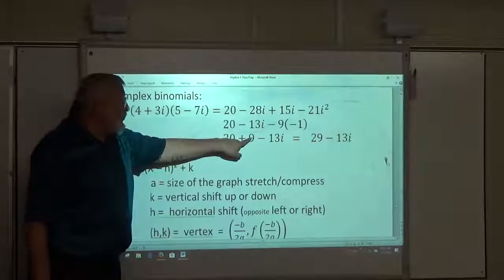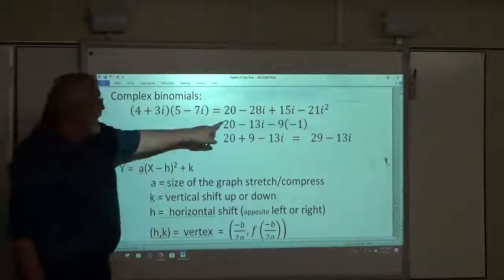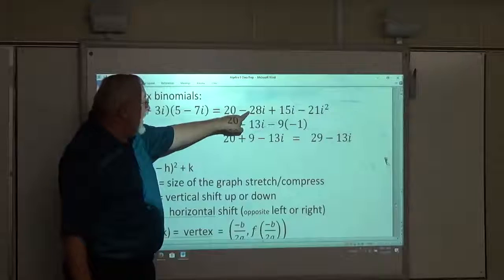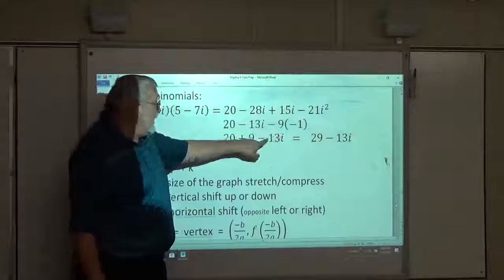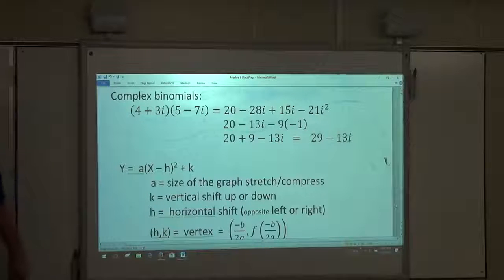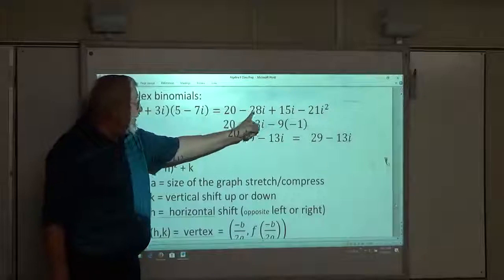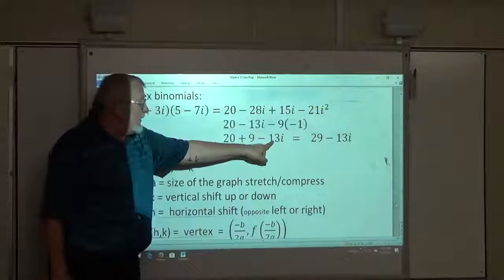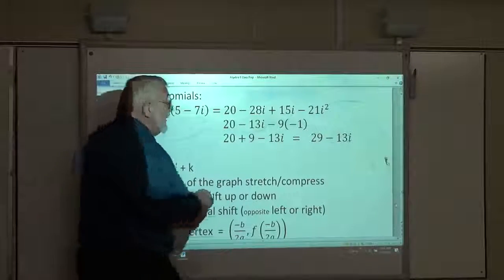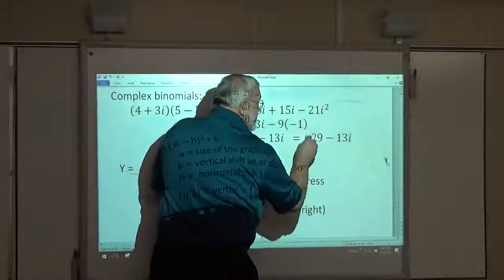So I have 20 plus 21. Those are both real numbers. And then I have -28i plus 15i, which is -13i. So these two can be combined, but I can only combine these two together to get -13i, and so my answer from multiplying these two binomials becomes this complex number.